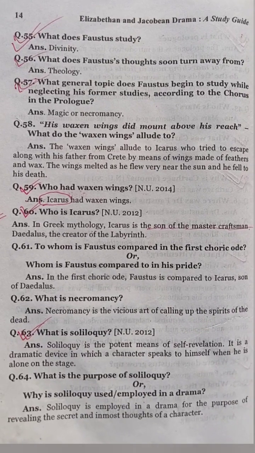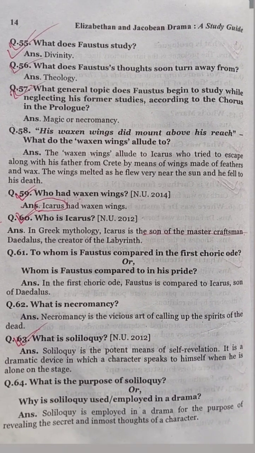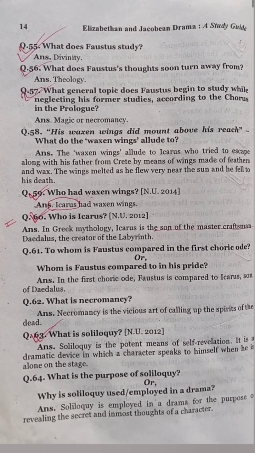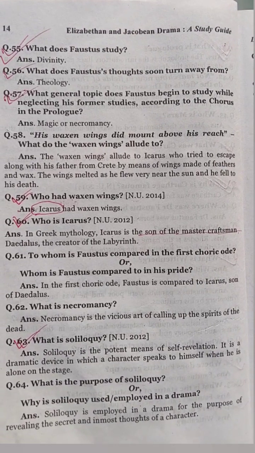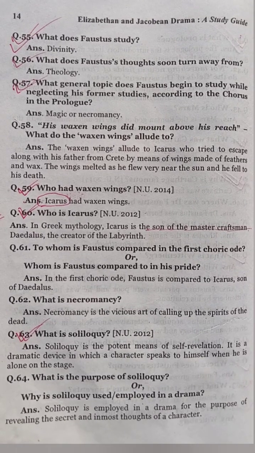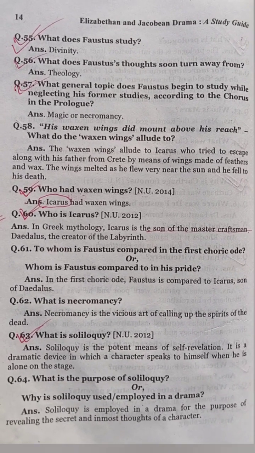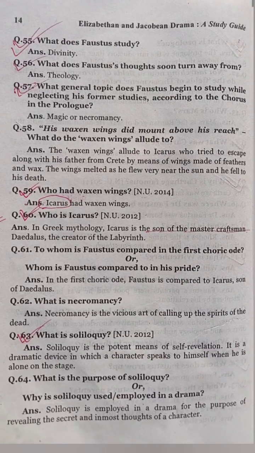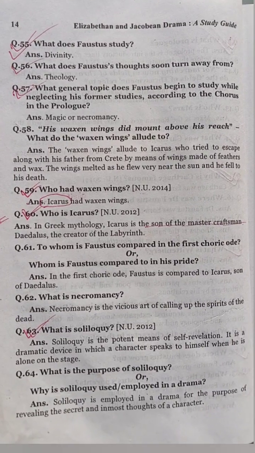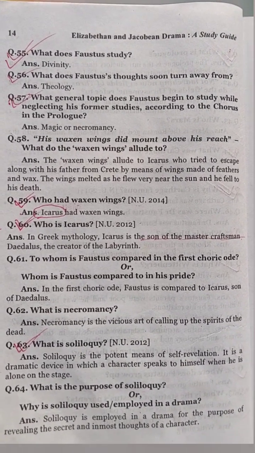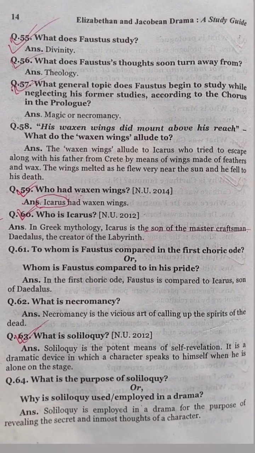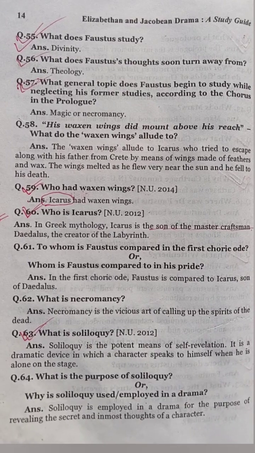61. To whom is Faustus compared in the first choric ode, or to whom is Faustus compared in his pride? In the first choric ode, Faustus is compared to Icarus, son of Daedalus. 62. What is necromancy? Necromancy is the vicious art of calling up the spirits of the dead. 63. What is soliloquy? Soliloquy is a potent means of self-revelation. It is a dramatic device in which a character speaks to himself when he is alone on the stage.